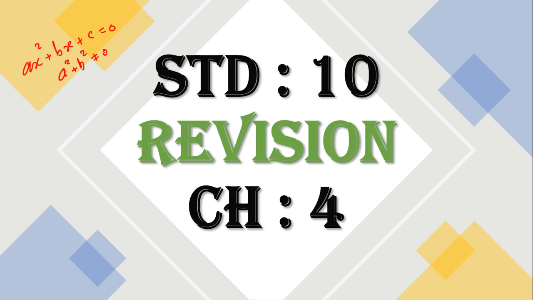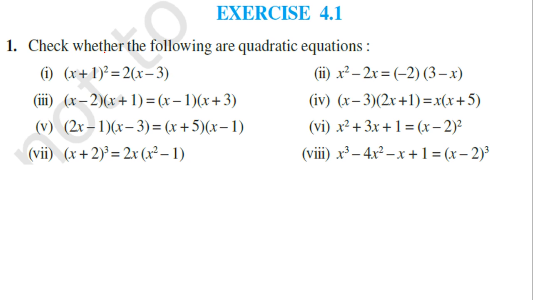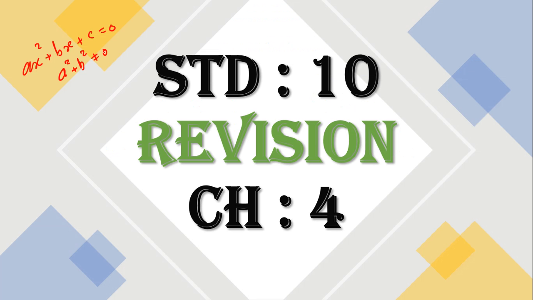So a square plus b square does not equal to 0. That is the condition. And first of all, which equation we will call quadratic equation? The maximum power should be 2. If that is 1, then linear; 2, then quadratic; and if that is 3, then that is cubic.